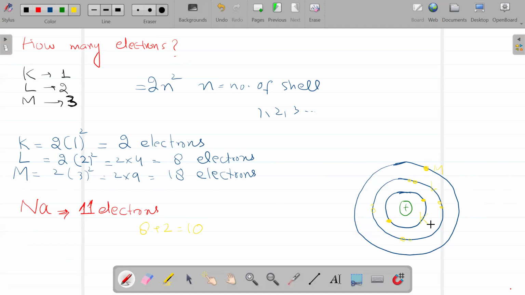So this is how the electrons are arranged in the sodium atom. So this is the electronic configuration of sodium atom. We can also simply write it as 2, 8, 1. Like this is the arrangement of electrons in the sodium atom around its nucleus. So now let's consider another example.